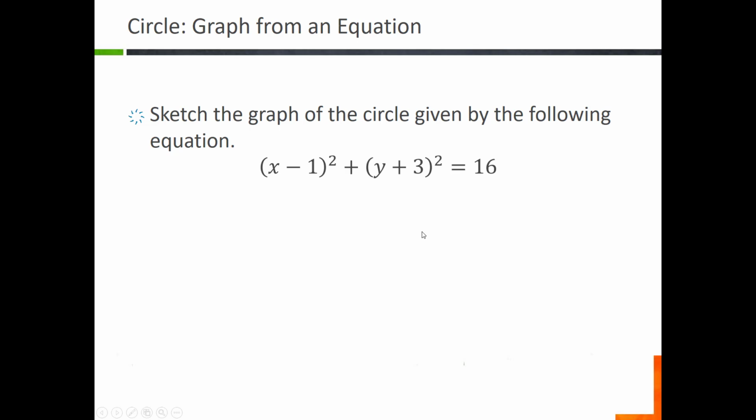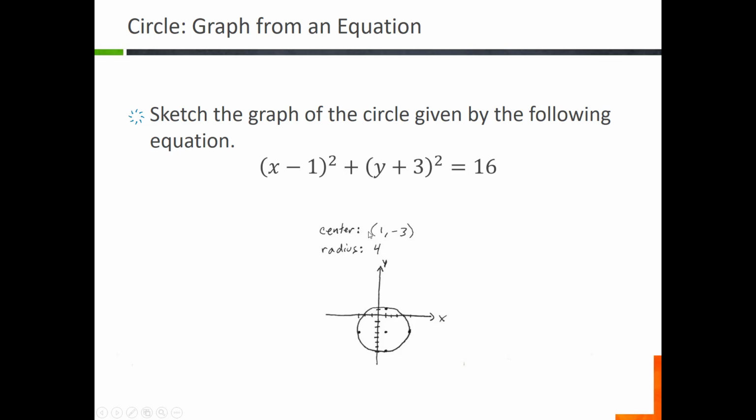Let's try and go the reverse. So if we're given the equation and we want to graph it, again, from the equation we should be able to figure out, if we have x minus 1 squared plus y plus 3 squared equals 16, that the center is at (1, -3), and the radius is the square root of 16, which is 4.